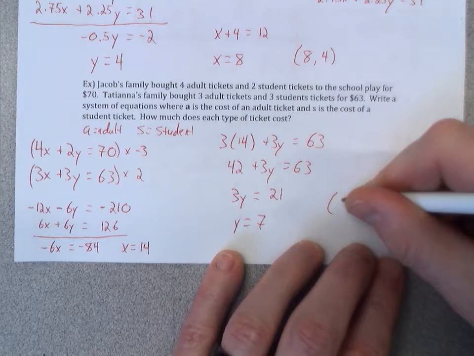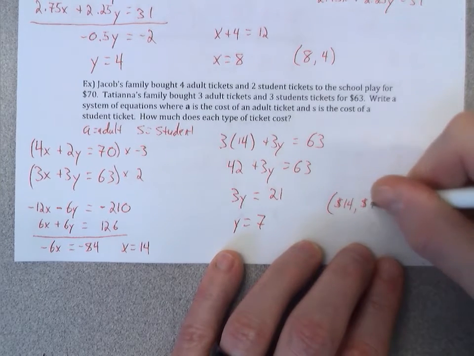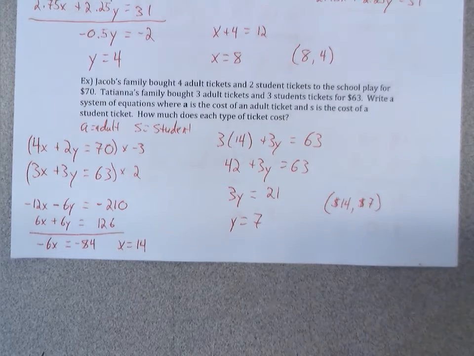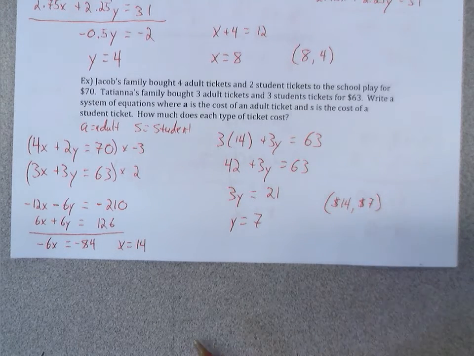And if we were to make these coordinates, we'd have $14 and $7 for the two tickets. $14 for an adult ticket, $7 for a student ticket. And that's how we can use the elimination method to help solve a word problem.